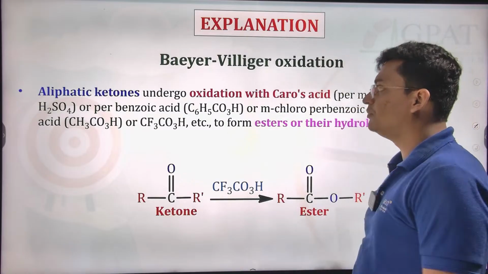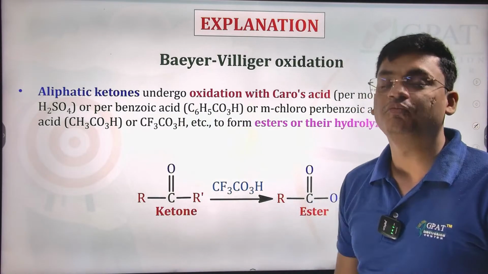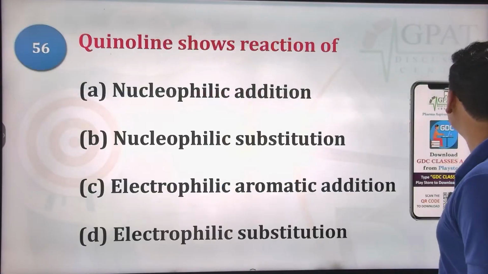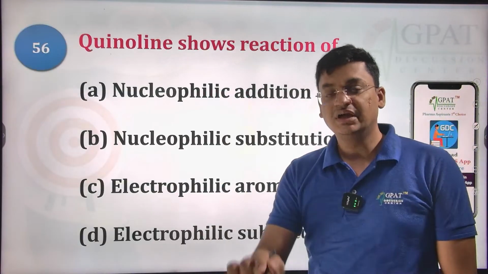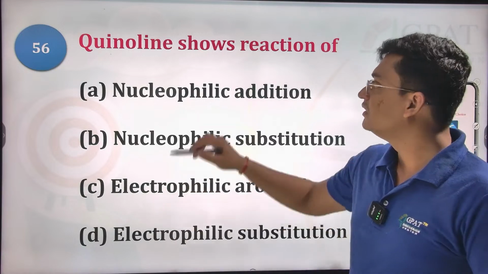There is an explanation about the Baeyer Villiger. All right, so it's like Hofmann bromamide degradation reaction. When the amide gets treated with Br2 and NaOH, it gets converted into 1 degree amine.